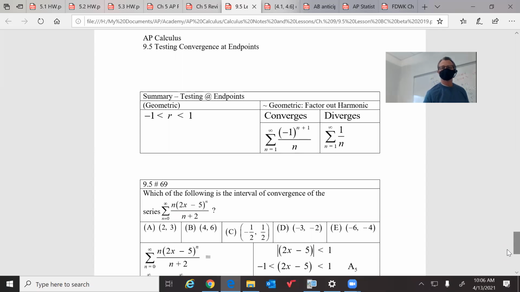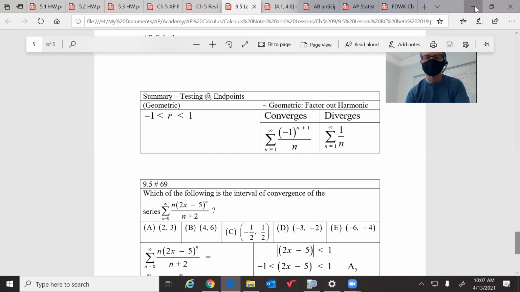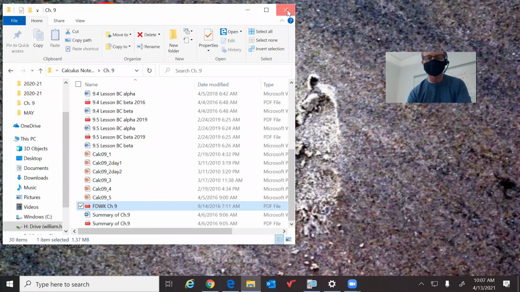So, if it is geometric, that's what you're looking at. Summary: test the endpoints. If it's not geometric, you factor out the harmonic. So we're going to show you what this looks like on an AP test. And yes, you can expect to see this.